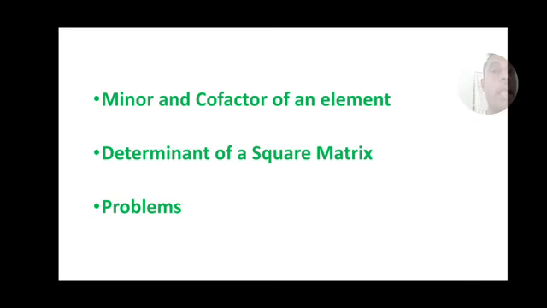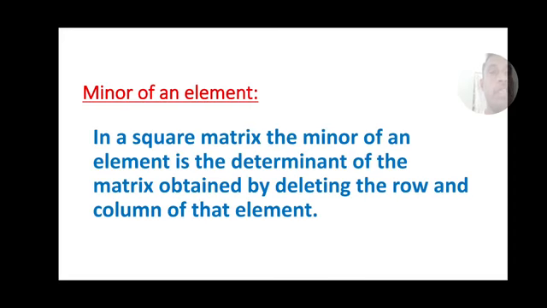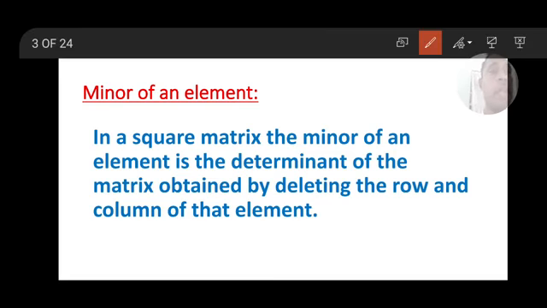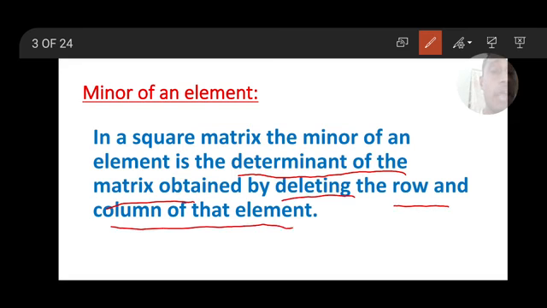Definition of minor and cofactor of an element. Next, determinant of a square matrix. Next, problems. Okay. So first, minor of an element. In a square matrix, the minor of an element is the determinant of the matrix obtained by deleting the row and column of that element.